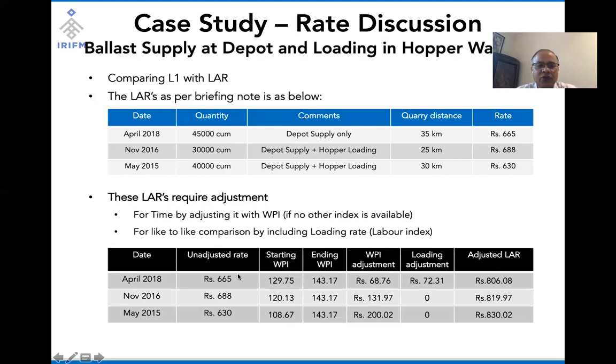So if these rates have to be suitably inflated for WPI, then ending WPI minus starting WPI upon the starting WPI would be the inflation factor, and that inflation factor tells us that this rate has to be increased by 68 rupees 76 paise. This November 2016 rate has to be increased by 131.97, and the May 2015 rates have to be increased by 200 rupees.